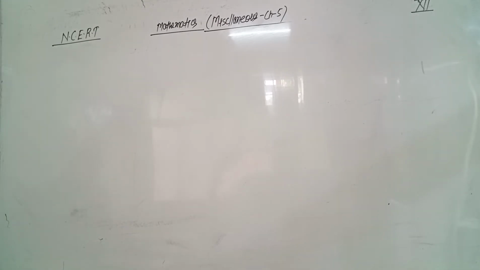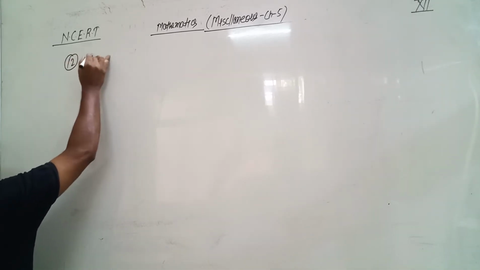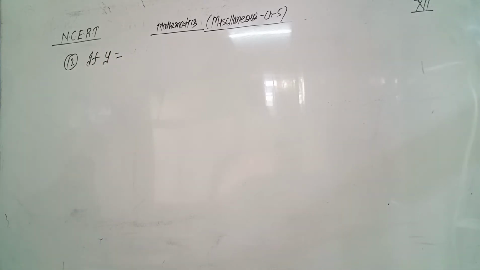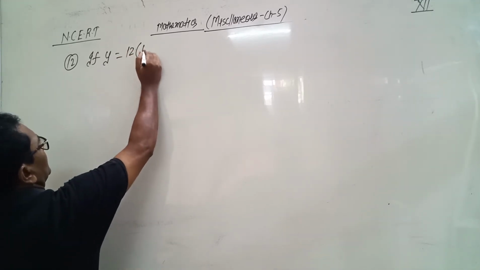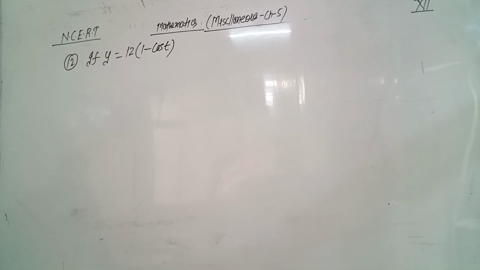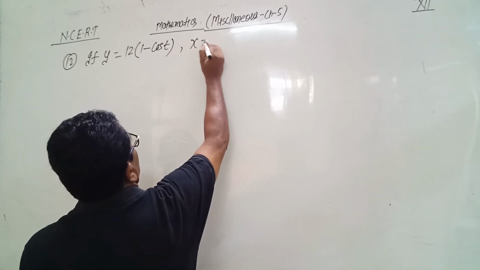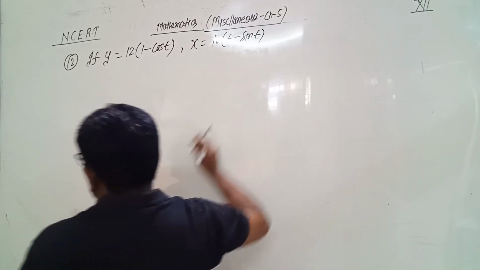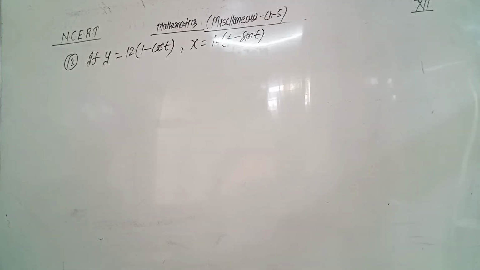Now, question number 12. If y equals 12 into (1 minus cos t), and x equals 10 (t minus sin t), then find dy by dx.